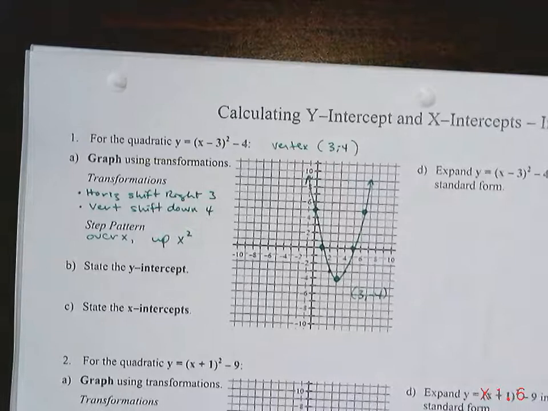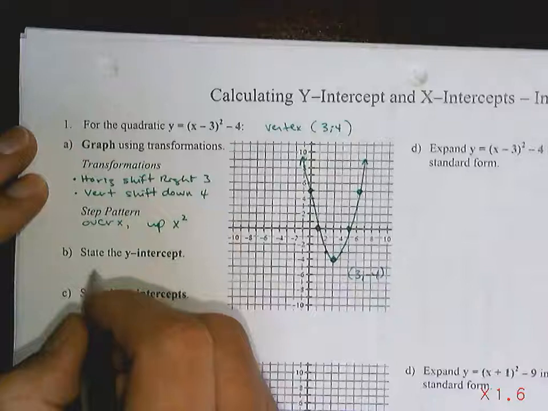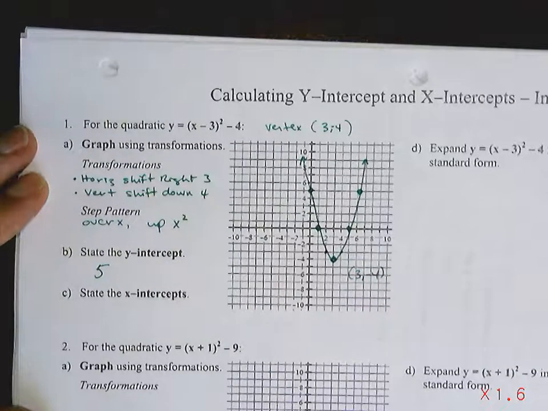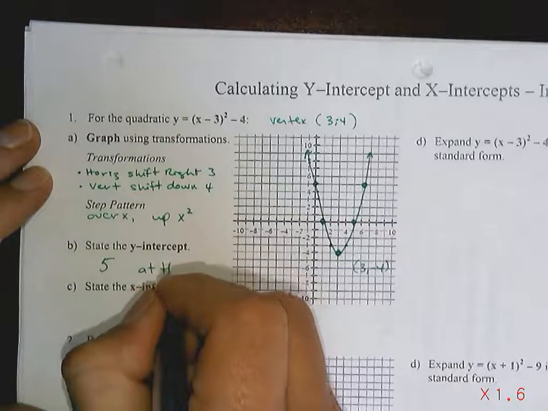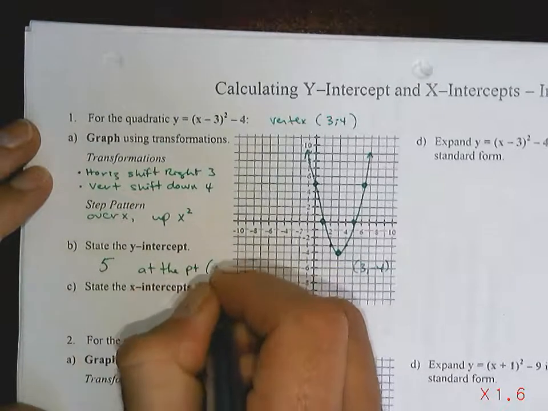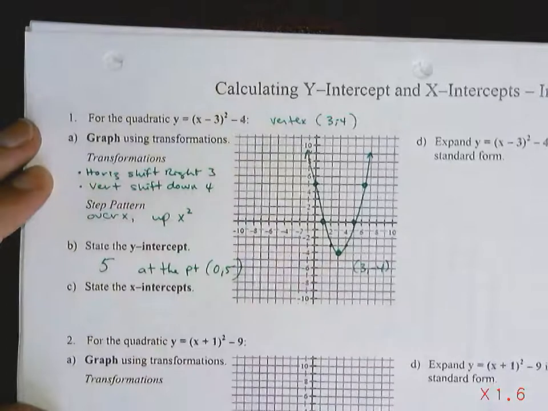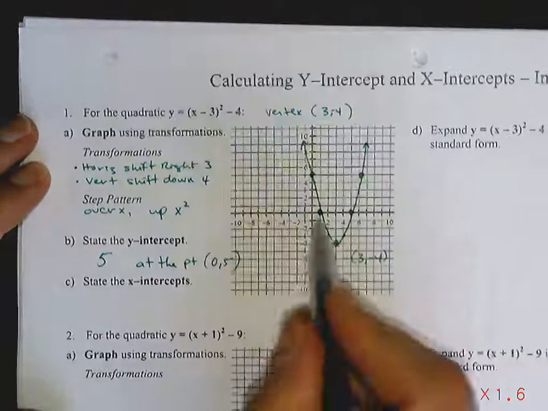State the y-intercept. Well, the y-intercept is where it crosses the y-axis, so that's going to be here. So that's going to be 5. If you wanted to give it to me as a point on the graph, you would say at the point (0, 5), meaning that you understand that the x value is 0 there. We're not leaving the y-axis. We're not going off it.